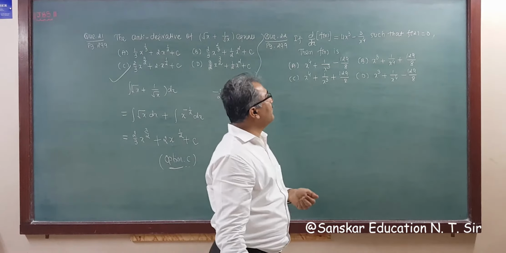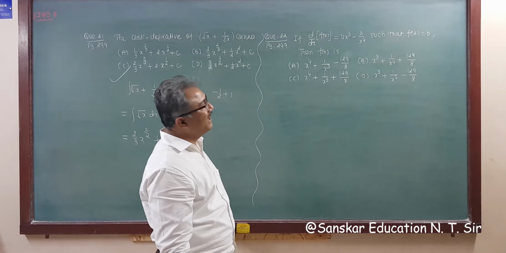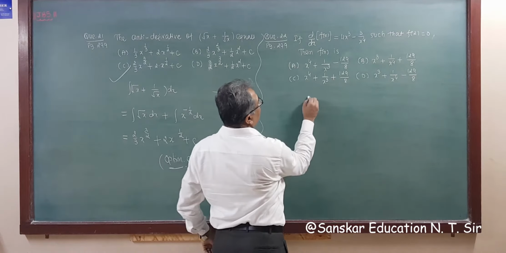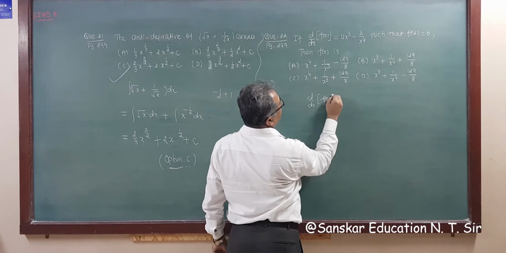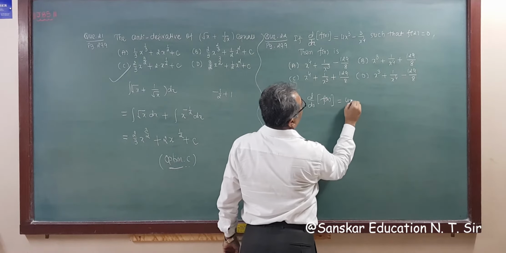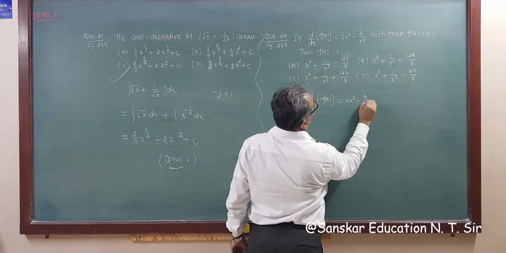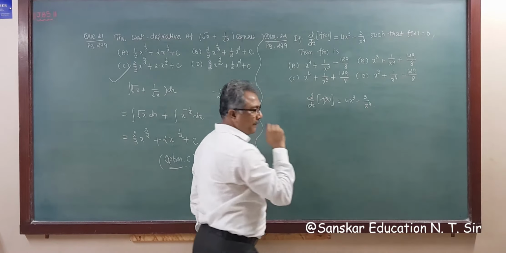Question number 22. If d dx of fx is equal to 4x cubed minus 3 upon x raised to 4. So what is given here? d dx of fx is equal to 4x cubed minus 3 upon x raised to 4, given.